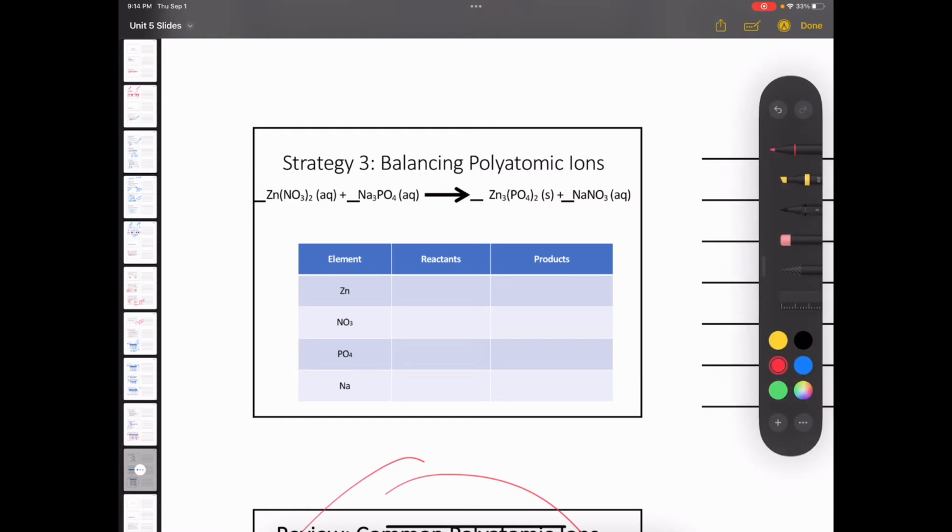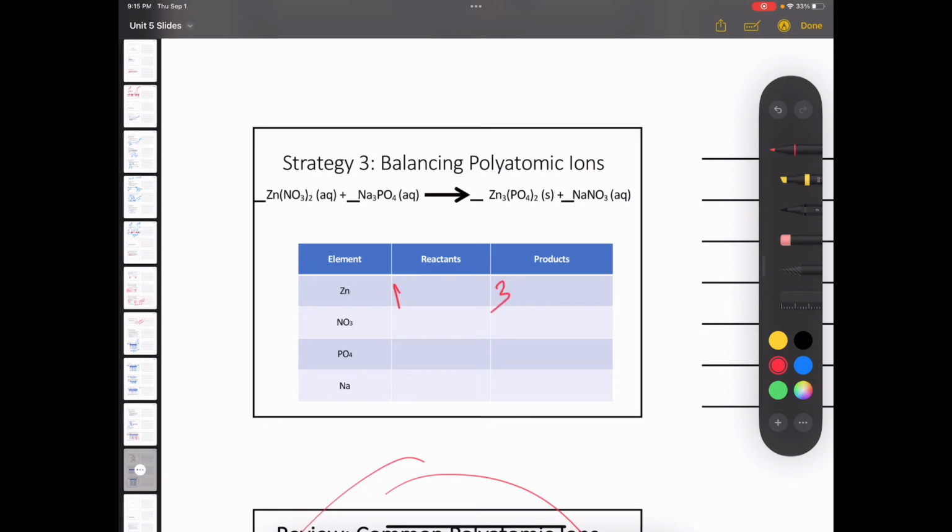So instead of, like I said, splitting all these polyatomic ions, I'm keeping them as one unit. So the nitrate and the phosphate, I'm keeping them as one piece. So let's do our count. For the zinc, I have 1 of the zinc on the reactants. All right, let's make this on the side so we can make some room. There's 1, and that is 3 on this side.